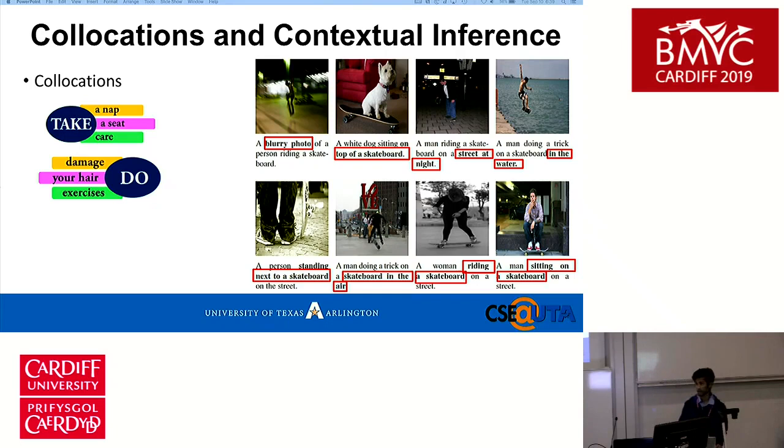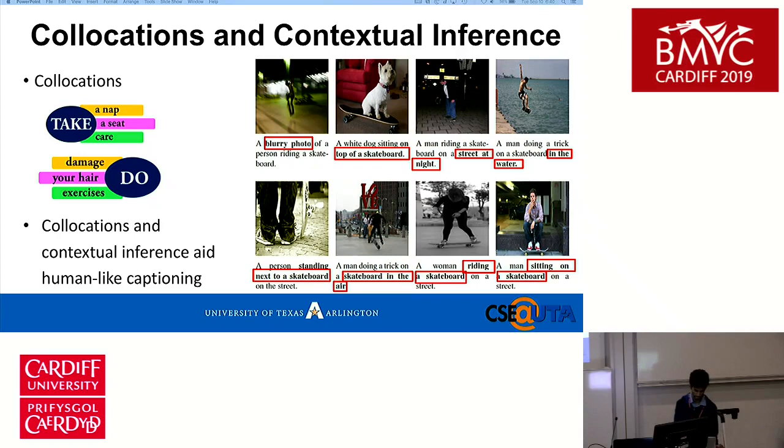Okay, one quick note here. When you see these images, a lot of things are not quite obvious, apparently, but as humans, it's quite natural for us to observe that. For example, when we see a person in the air and a skateboard near the person, we can quickly infer that perhaps he's doing a trick on the skateboard, right? But for our system, it might be a little different. So this is what we refer to as contextual inference in this paper. And as I said, collocations and contextual inferences are what we observe in human annotated data sets, and our system is pretty good at producing collocations and then managing to form contextual associations as well.